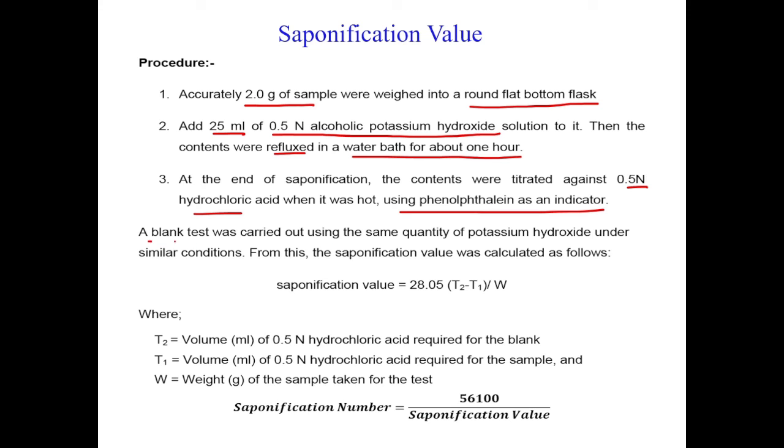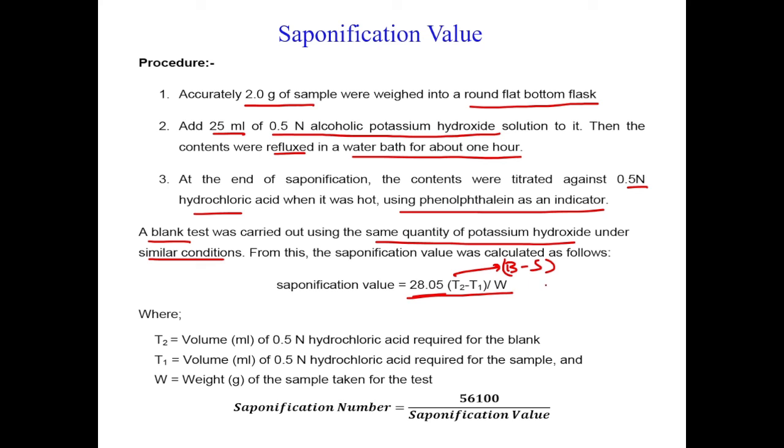Okay, and a blank test is very important, carried out using the same quantity of KOH under similar conditions. The saponification value can be calculated as 28.05 (T2 minus T1) upon W. T2 is for the blank. We can write blank minus sample to remember it.